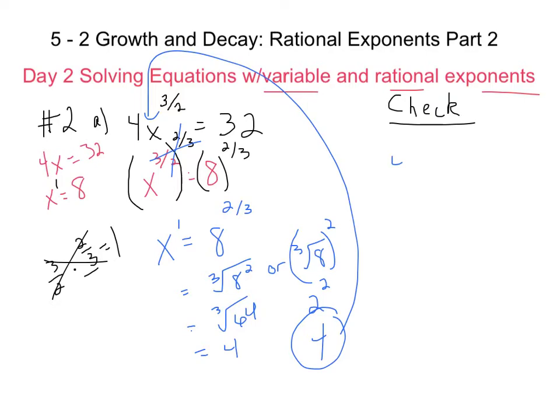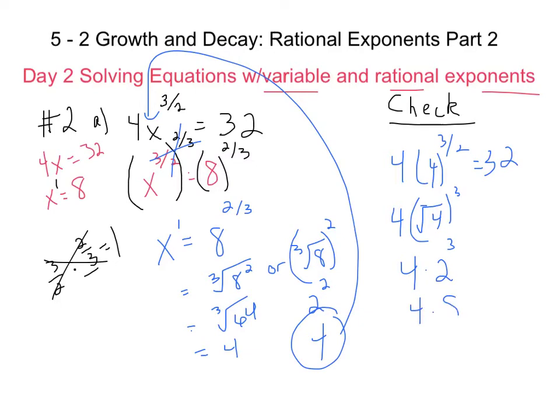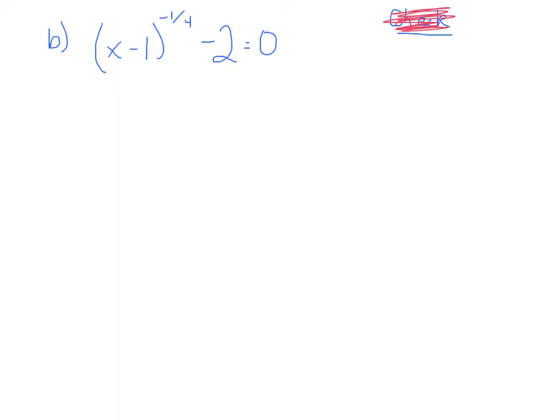So 4 times 4 to the 3/2 equals 32. Well, that's really 4 times the square root of 4 cubed. Well, the square root of 4 is just 2 cubed. That's 4 times 8. 32 equals 32. Cha-ching! That's it. Nicely done. Okay, let's kick it up a notch.